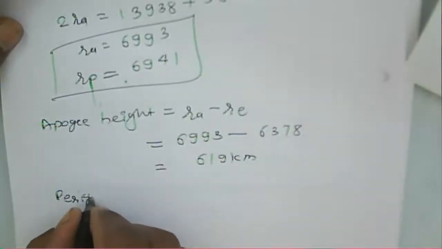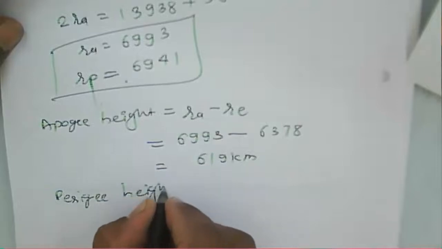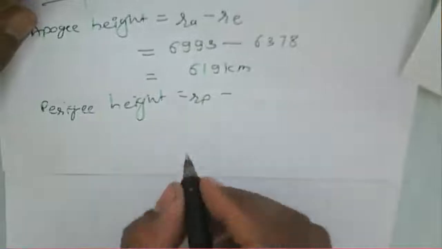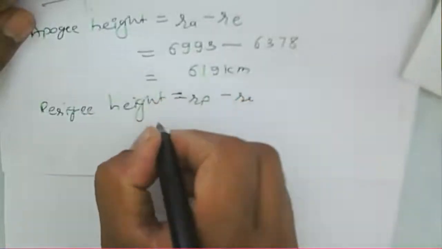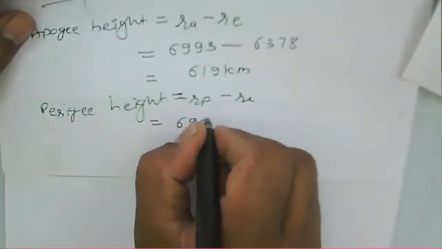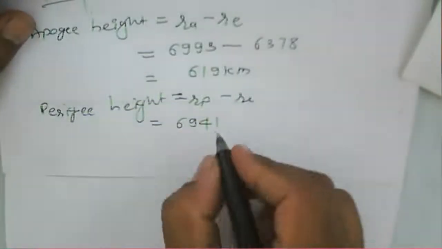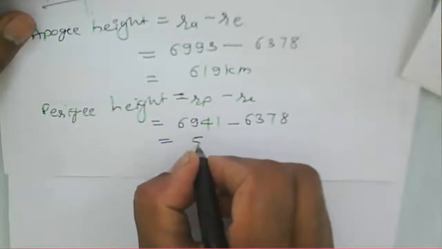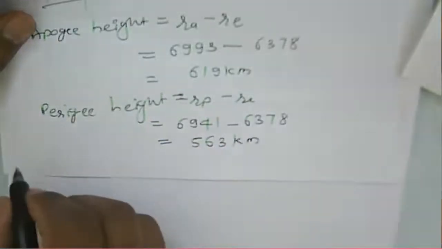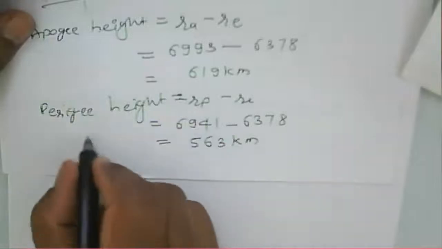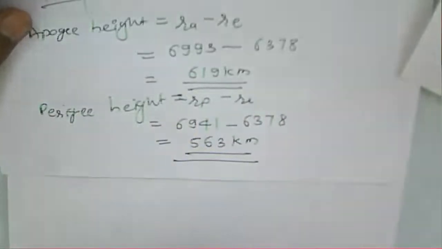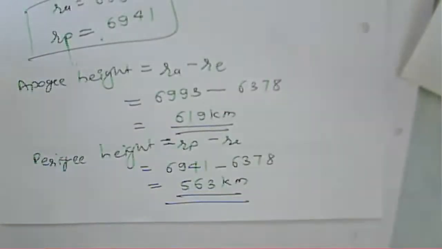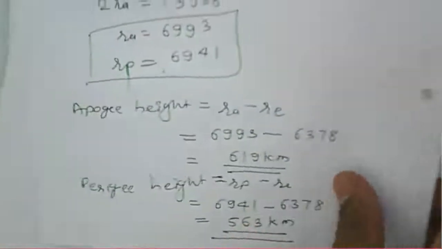Similarly, we can calculate that perigee height is equal to RP minus RE. That perigee height is equal to 6941 minus 6378. So perigee height becomes 563 kilometer. This one is the perigee height, and this one becomes the apogee height. So we can calculate the apogee height and perigee height.